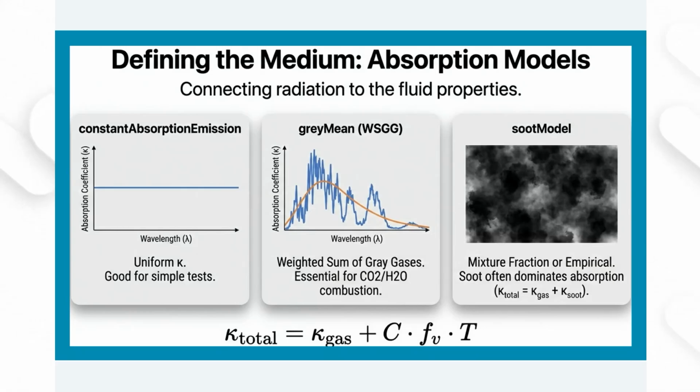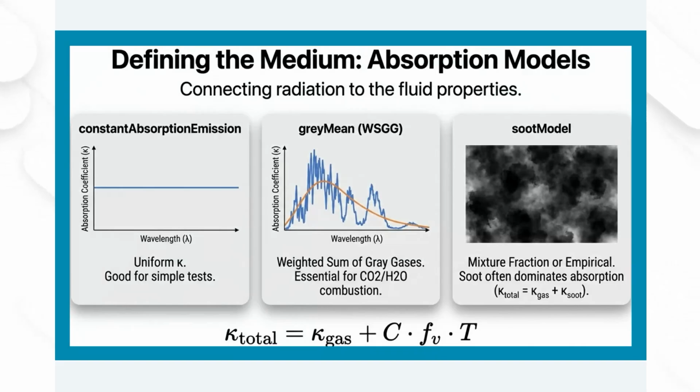And ultimately, we have the soot model. This is for cases where you have smoke or soot present inside your domain. So in a battery fire or a liquid pool fire, the gas isn't going to be clear. It is going to be full of black carbon particles, and soot often dominates absorption. So this model calculates absorption based on mixture fraction or empirical soot volume fraction. It adds a massive soot term to the total absorption, usually overwhelming the gas contribution itself.